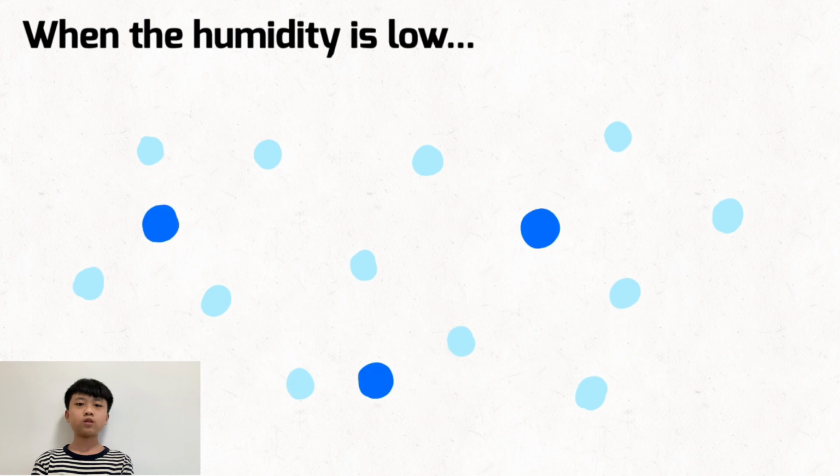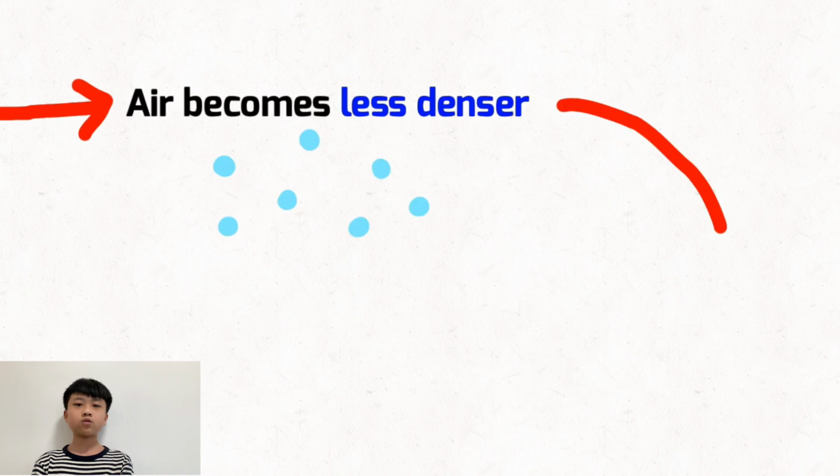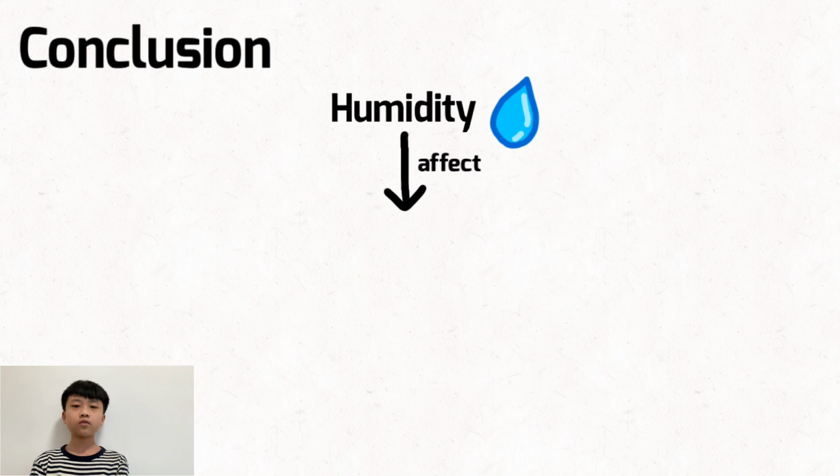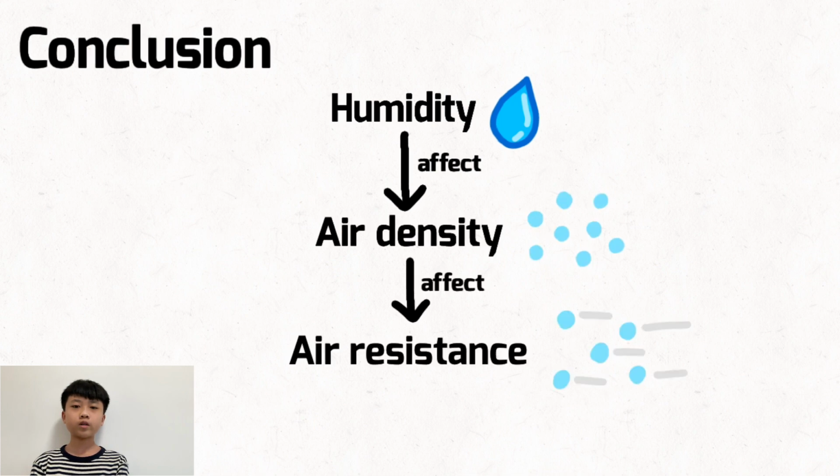Conversely, when the humidity is low, there is less moisture in the air, which can make the air less dense and decrease air resistance for the plane. The humidity of the air affects air resistance because it affects the density of the air that the plane is flying through.